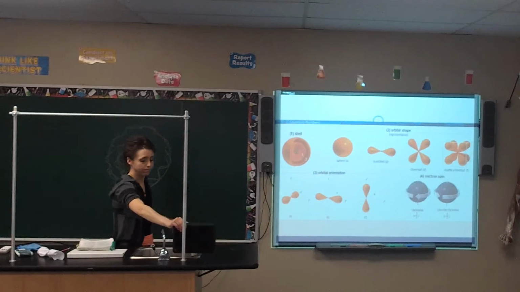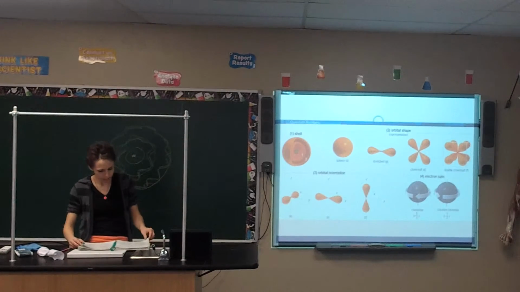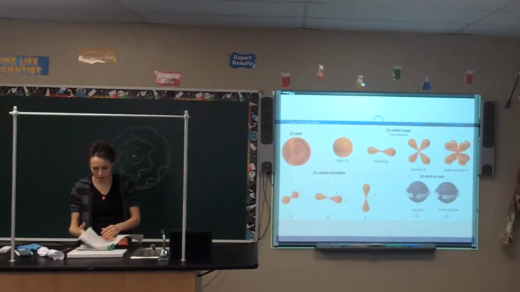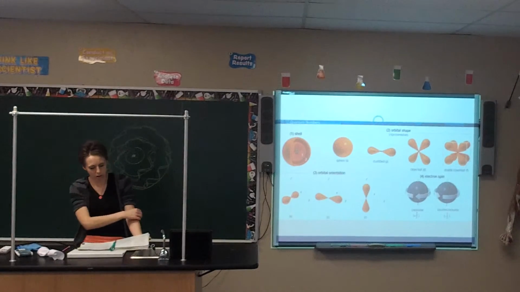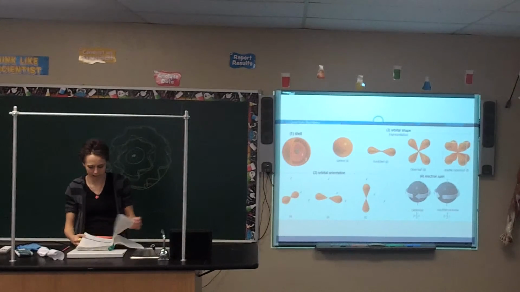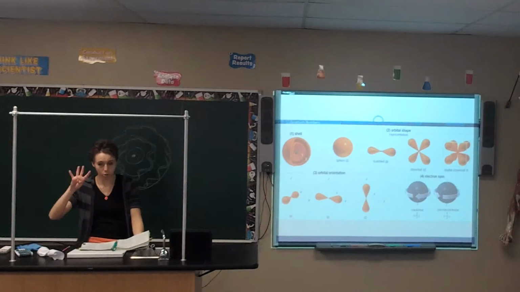Alright, your homework for tonight is to read pages 125 through 128, and answer on page 130, questions 4 through 6. It's going to be at the top of the page. It's a little bit weird how they spread it out like that. So page 130, questions 4 through 6.